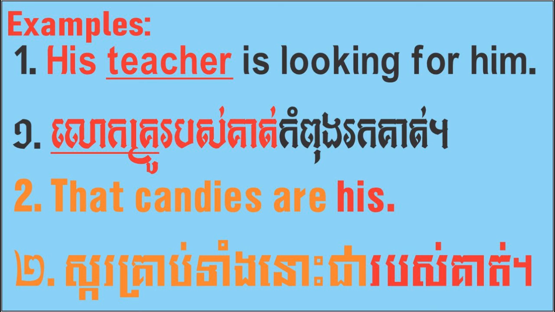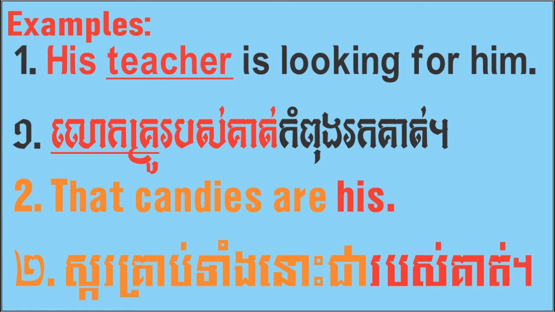Rule number 2: his is used alone without the following noun. So on line 2, "That candies are his," his stands alone by itself, but actually it means the possessive pronoun plus a noun. In there it doesn't show up, but it's in there. Okay, that's how the two are different. His and his are different. One is used with the noun following, the other without a noun following.